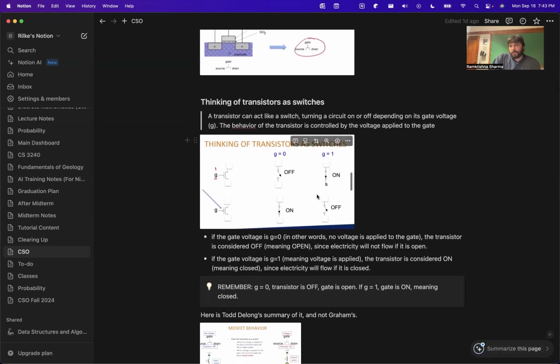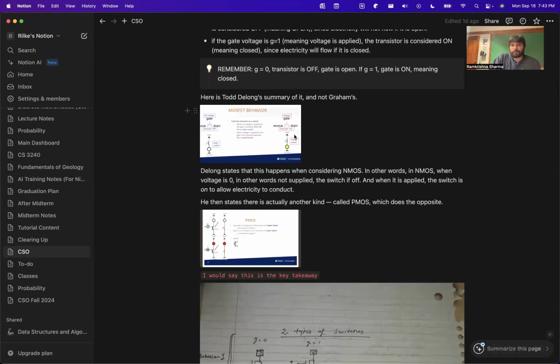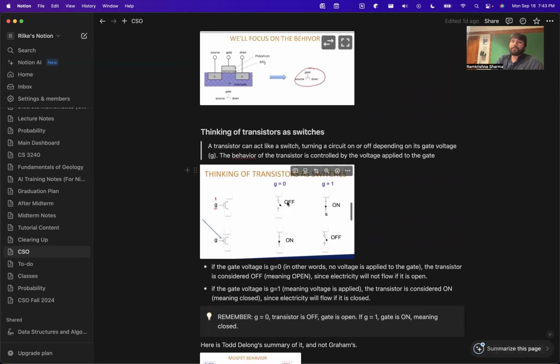This is a summary of that logic. But it's important to recognize that these happen in two distinct bands. The first is the behavior I just described, where zero is off because that means open, and electricity doesn't pass through. And G being one, the gate voltage being one, means that it's closed. And obviously when it's closed, electricity is passing through. So it must be closed if it's one. That's one set of behavior of a particular gate.